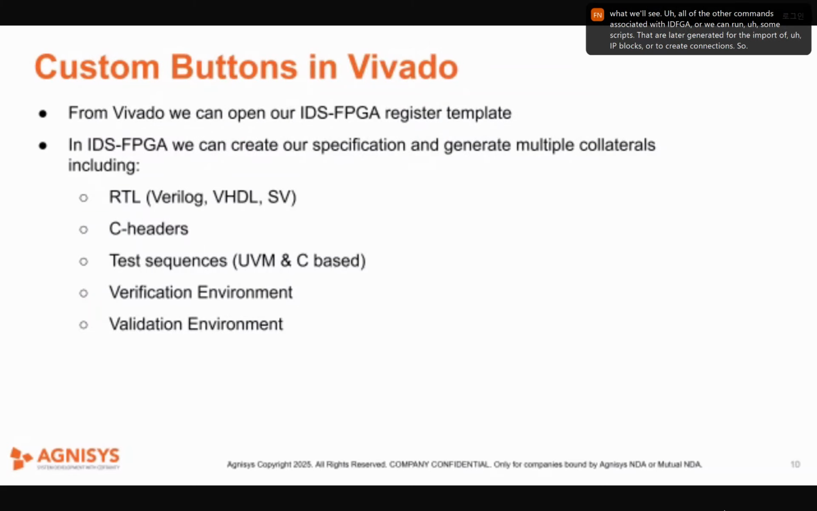So with these custom buttons, we can open our IDS-FPGA register template directly from Vivado, and we can create our specification and generate multiple different collaterals in the IDE. So RTL, C header, test sequences, a verification environment, and a validation environment.